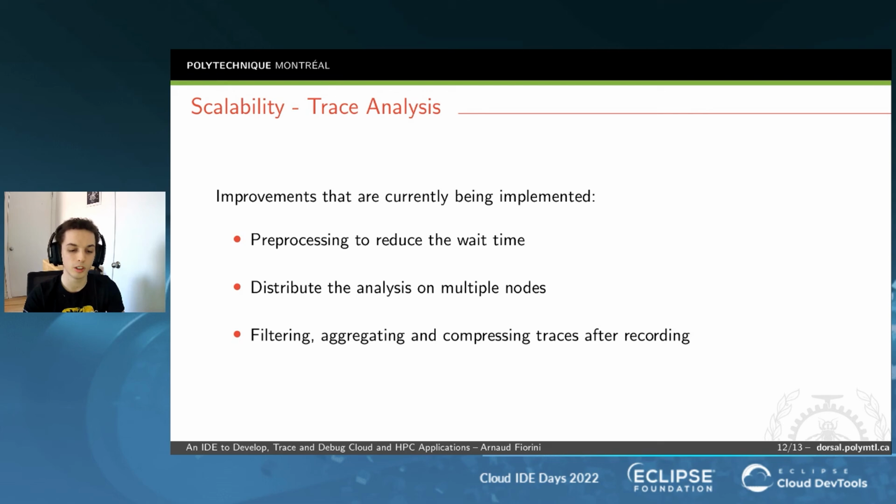Aggregating is basically if you have 100 nodes, then maybe you don't want to have all the traces. You just need an overall picture of what happened. And so you aggregate the different traces in a resulting summary of the execution. And compressing traces uses different techniques of event compression. Some techniques are very useful, for example, for MPI traces, and that can be another way of scaling with the number of traces that have been recorded.